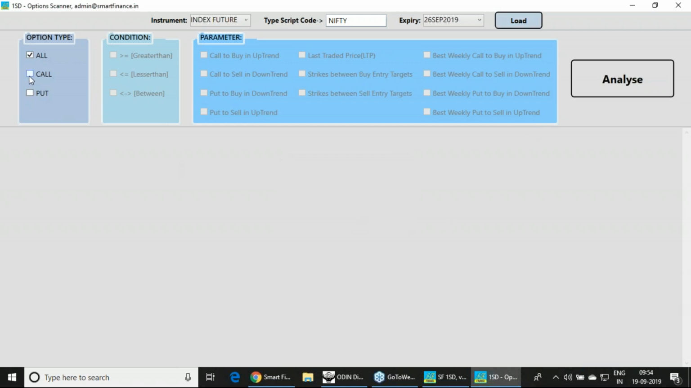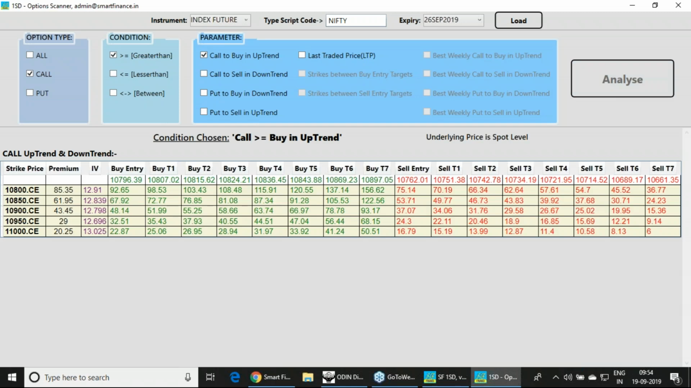So here I am going for call options. I am going for strikes, or I can go for these options. Call options to buy in an uptrend. Analyze. So these 3 strikes are coming. In an uptrend, if it comes, then I will buy. Very carefully listen to this. Many of you are buyers of this option too.